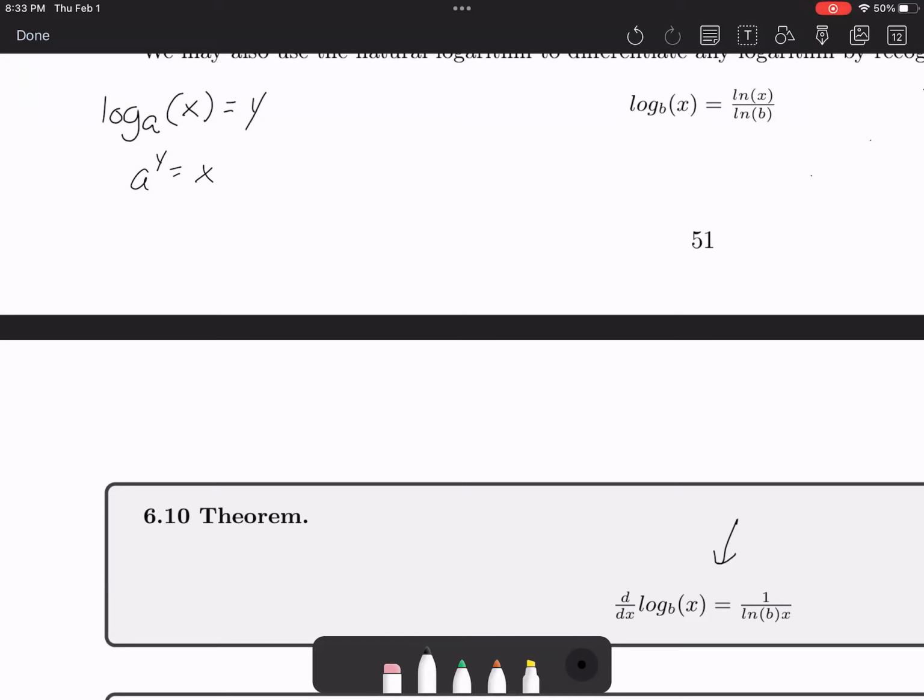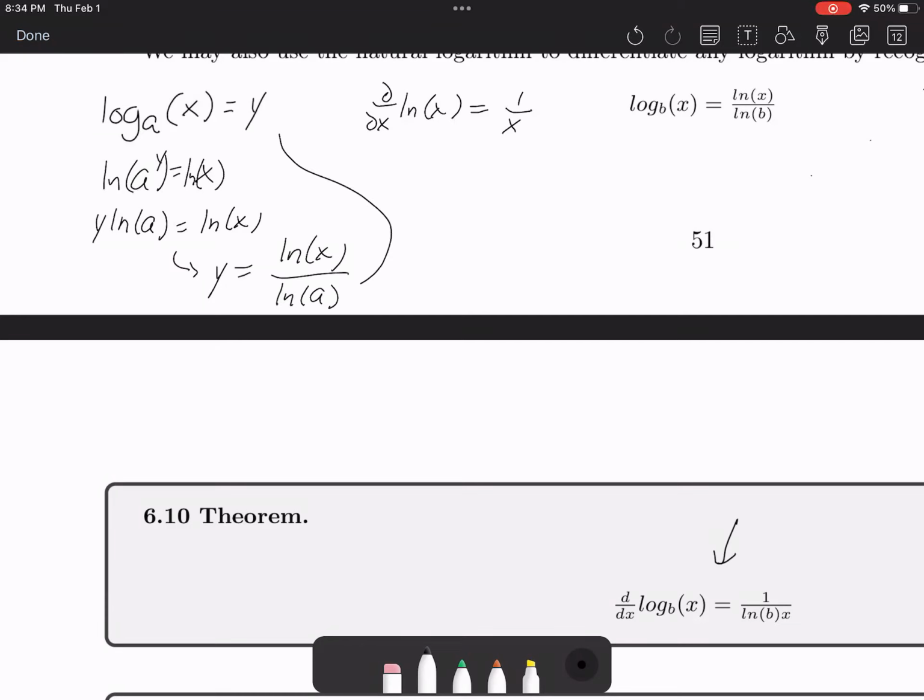And I want something in terms of natural logarithms, right? Because I know something about the natural logarithm. That differentiates to 1 over x. Right? The derivative of that is equal to 1 over x. So if I apply a natural logarithm to both sides, I can use my rule of exponents that says I can take that y and move it down in front. And almost magically, there's an equation for my y. My y is the natural log of x divided by the natural log of a, which is that thing that I just guessed at. Cool.